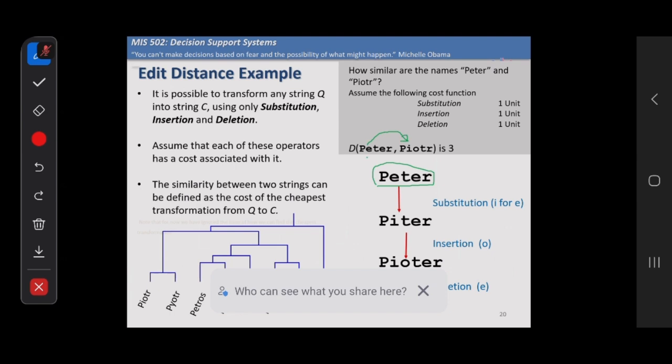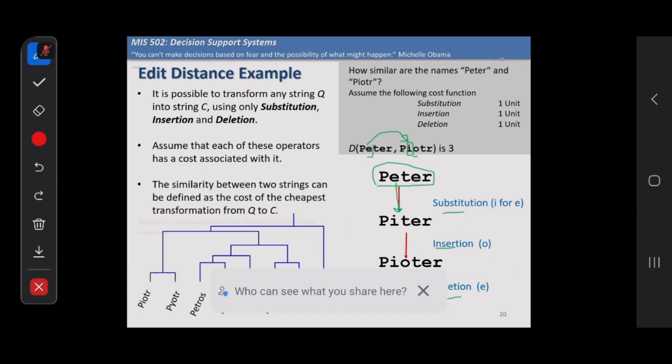So one difference I can see here is E and I, right? Can you see that? If I change E with I, I'm getting closer to Piotr. Then what else? There's an extra O in between here. So I inserted O, and then I removed an E. So I took three steps, one, two, three: one substitution, one insertion, and one deletion.